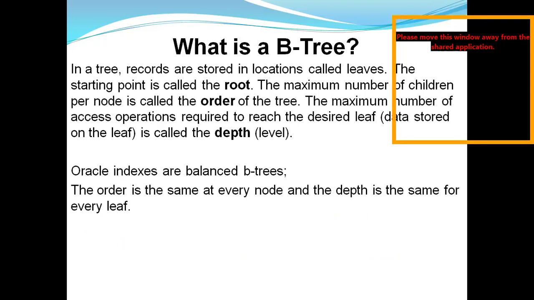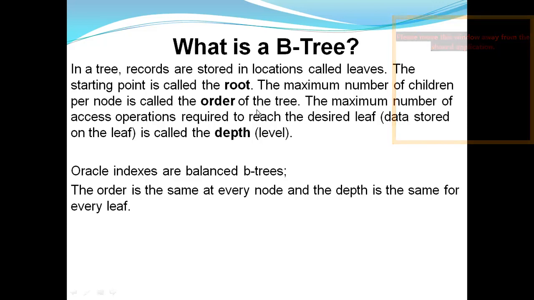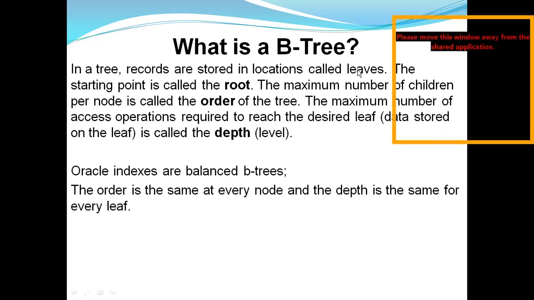Now, just four things you have to remember about these. In a tree, records are stored in a location called leaves. The starting point is called the root. The number of branches from a node is called the order of the tree, and the maximum number of access operations required to reach the desired leaf is called the depth. So simply you have to remember four things: leaves, root, order, and depth. Depth is also called a level.